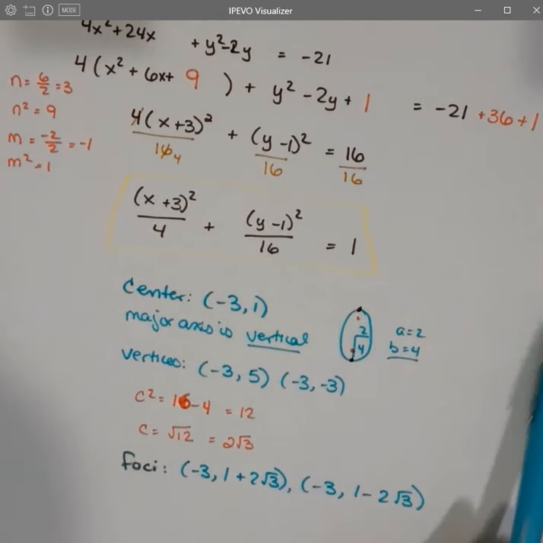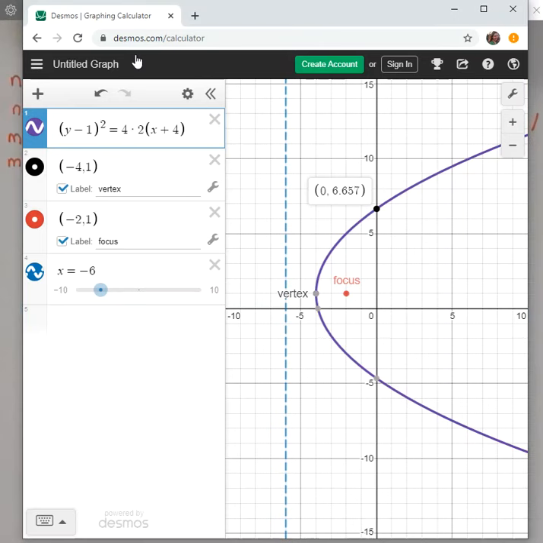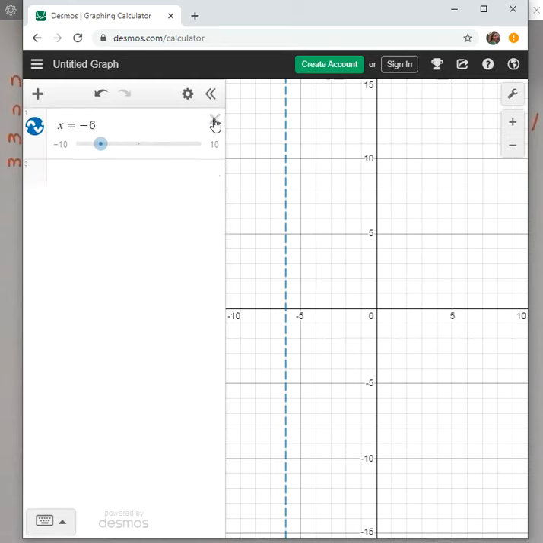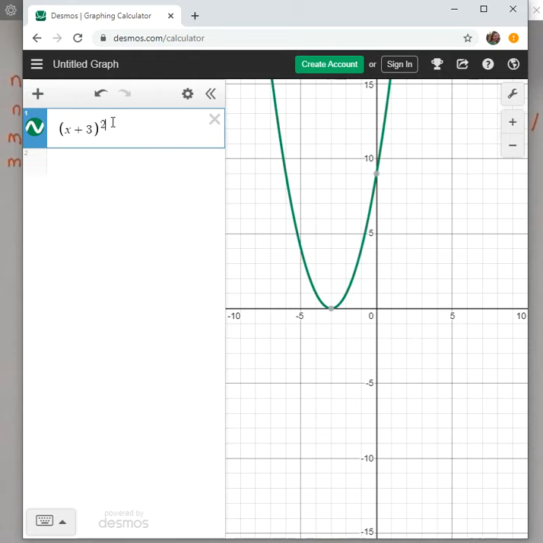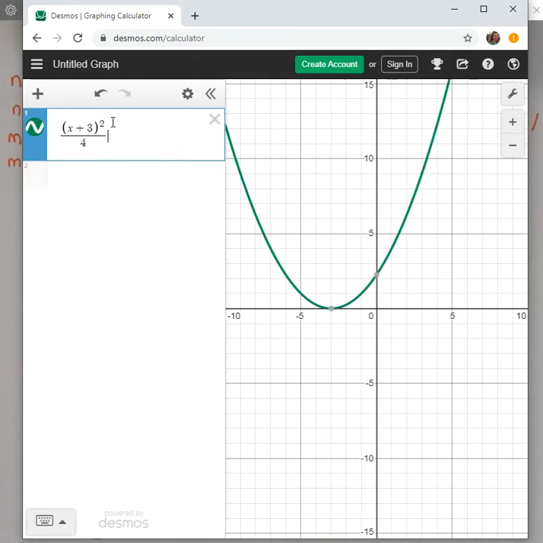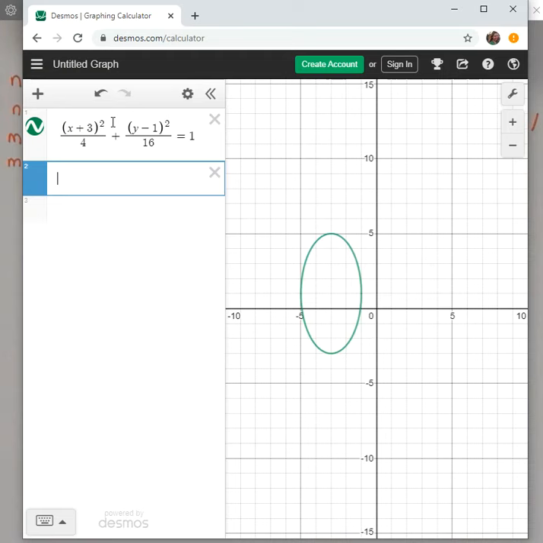Okay, so to make the accurate sketch of it, instead of trying to draw it on paper, I'm going to do it in decimals. So I have a graph here that had something from my parabola section. So I'm going to regraph what I've got. So I had the x plus 3 squared over 4 plus y minus 1 squared over 16 equals 1. And so this ellipse is supposed to have negative 3 comma 1 as its center.